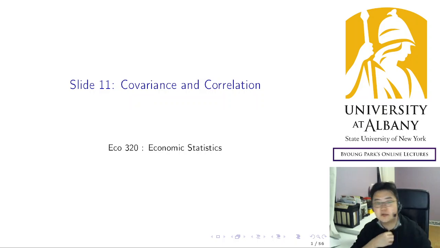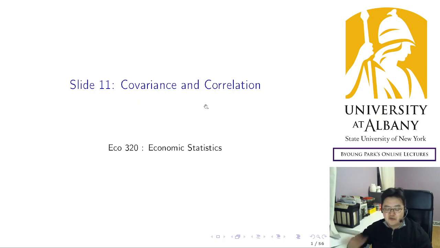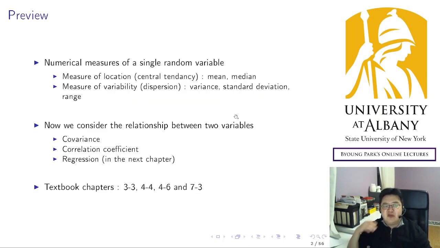Hello. So today we are going to start a new chapter, chapter 11, about covariance and correlation. So far we learned some important statistical inference methods, like confidence intervals and hypothesis testing. And now we are going to change gears and go back to chapters 3 and 4 about numerical description of random variables. Let's review what we have done in chapters 3 and 4.